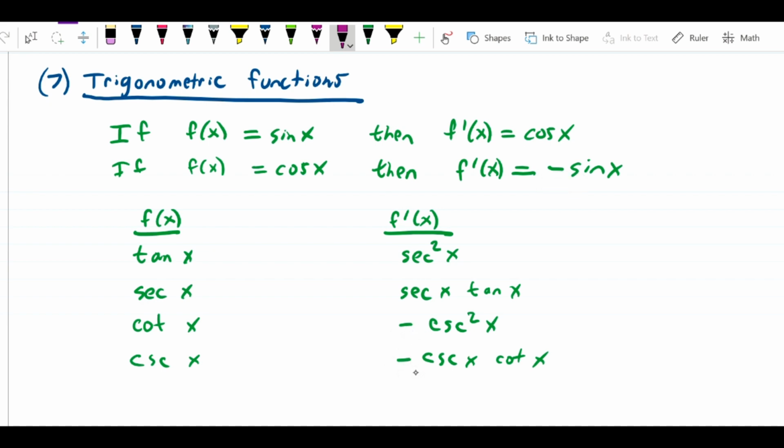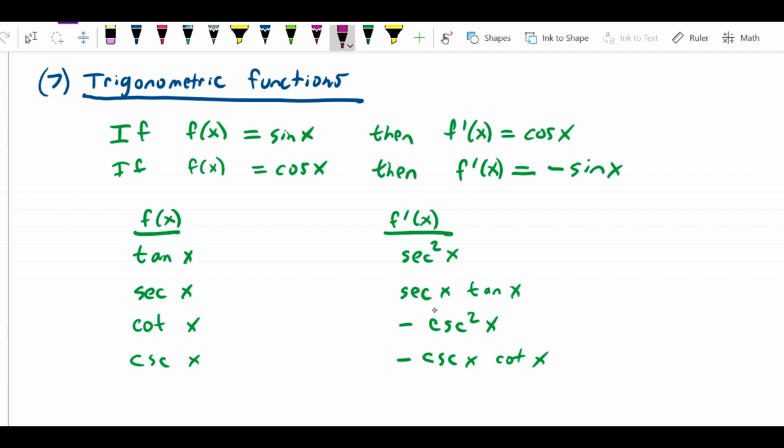The next thing to note is that there's a certain symmetry here. The derivative of tan is secant squared, the derivative of cotan is cosecant squared, and there's a similar relationship for secant and cosecant. So these rules aren't completely random.